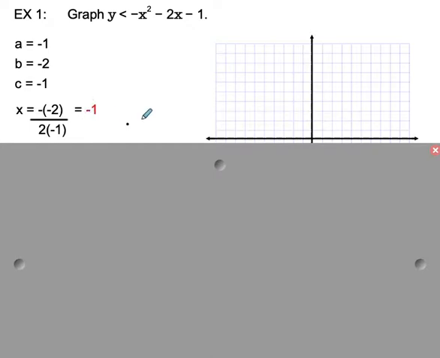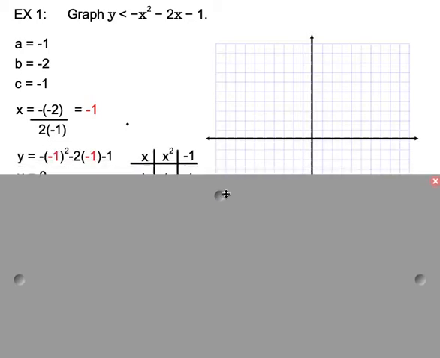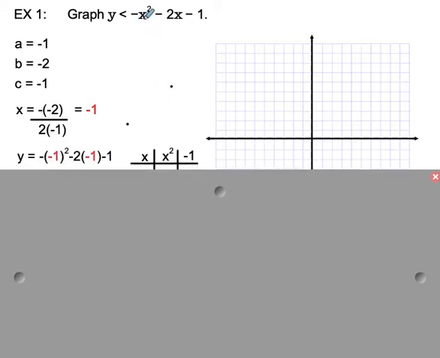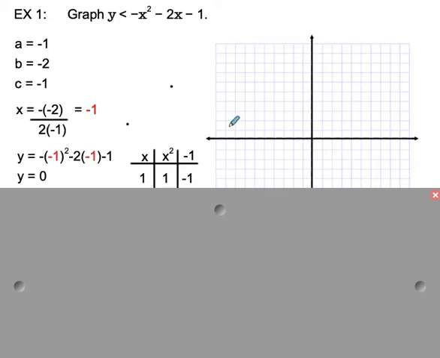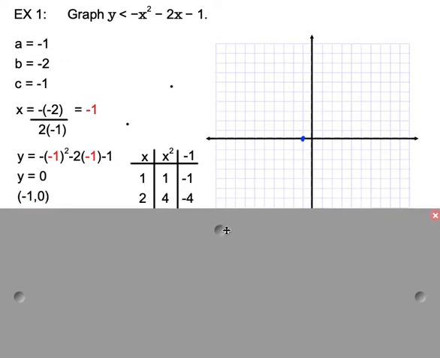If you remember back to standard form, now what we do is we take this number here and we substitute it back into the original equation. So negative 1 times negative 1 squared minus 2 times negative 1 minus 1. You do the math for that: negative 1 squared is 1, times a negative is a negative. So negative 1 plus 2 minus 1, you get 0. So our vertex is going to be at negative 1, 0. I place a point on my graph at negative 1, 0. Then I make my table for my stretch.